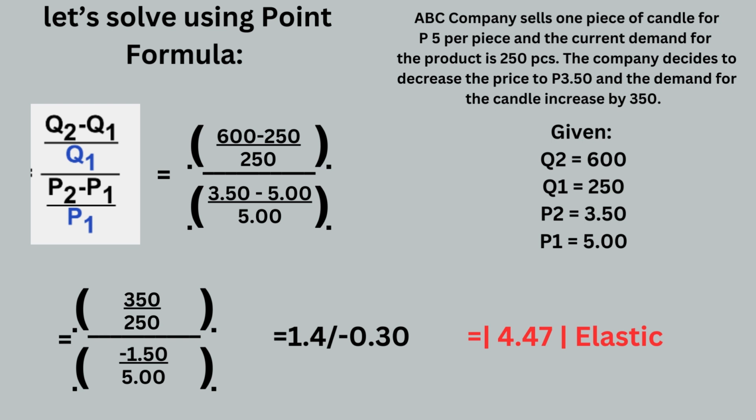So let's start. 600 minus 250 over 250, over 3.5 minus 5 over 5. The given is there in the presentation. Q2 is equal to 600, Q1 is equal to 250, P2 is equal to 3.50, and P1 is equal to 5.0. So 600 minus 250 is 350, and 3.5 minus 5 is negative 1.50. So 350 divided by 250 is 1.4, and negative 1.5 divided by 5 is equal to negative 0.3. So your answer using the point formula is the absolute value of 4.67, elastic.